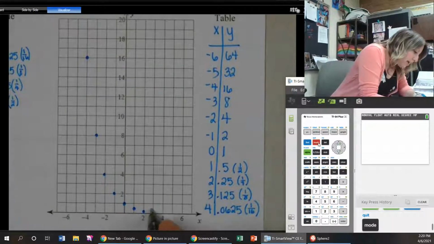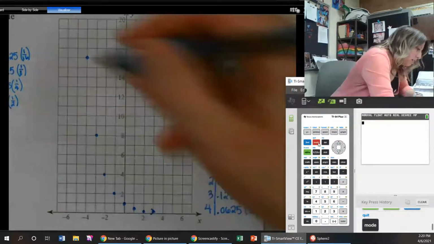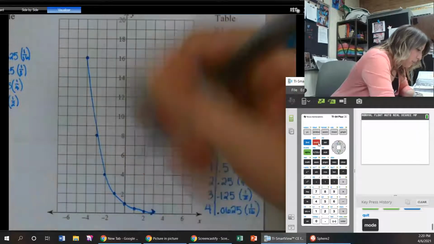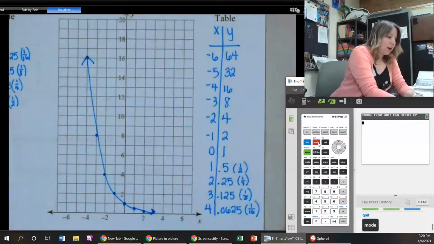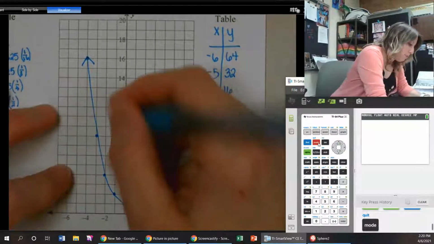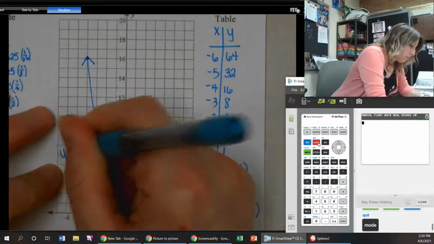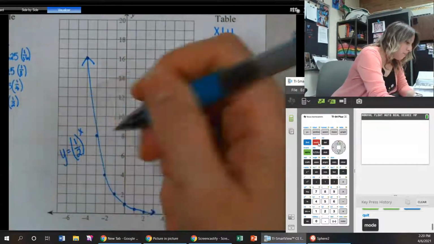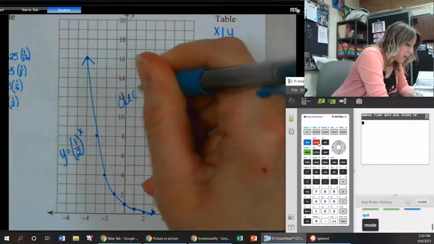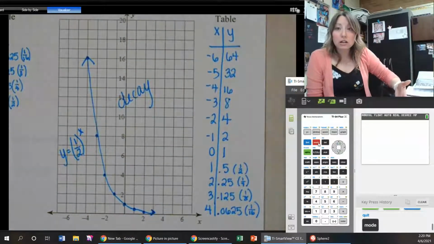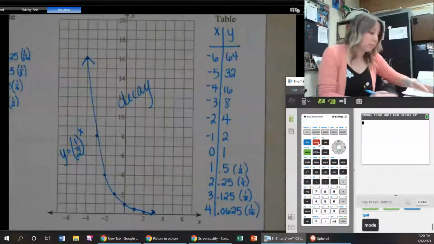So again, arrow is straight, connect. We're heading towards that asymptote, but we're not getting there. Arrow, stop at that point. Don't try to extend. And then label y equals 1/2 raised to the x power. This time, this is a decay, an exponential decay function, because as x is getting bigger, y is getting smaller.